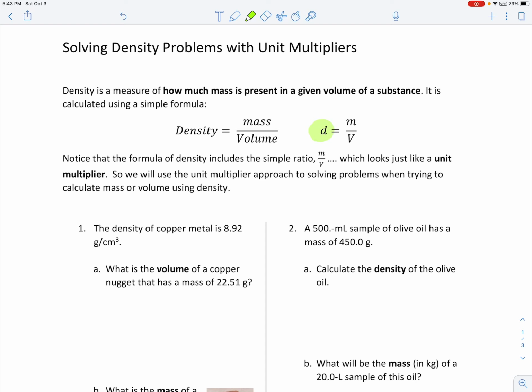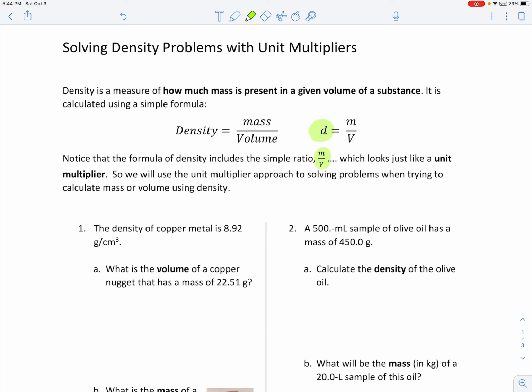When you look at the formula, we see that ratio, m over V, or mass over volume. That ratio is itself a unit multiplier, in the same way that you would say 1 inch has 2.54 centimeters. A density might tell you that you have 6.5 grams for every 1 cubic centimeter, for example. So because of that unit multiplier similarity, we're going to use unit multipliers to solve problems if you're trying to find a mass or you're trying to find a volume using the density.